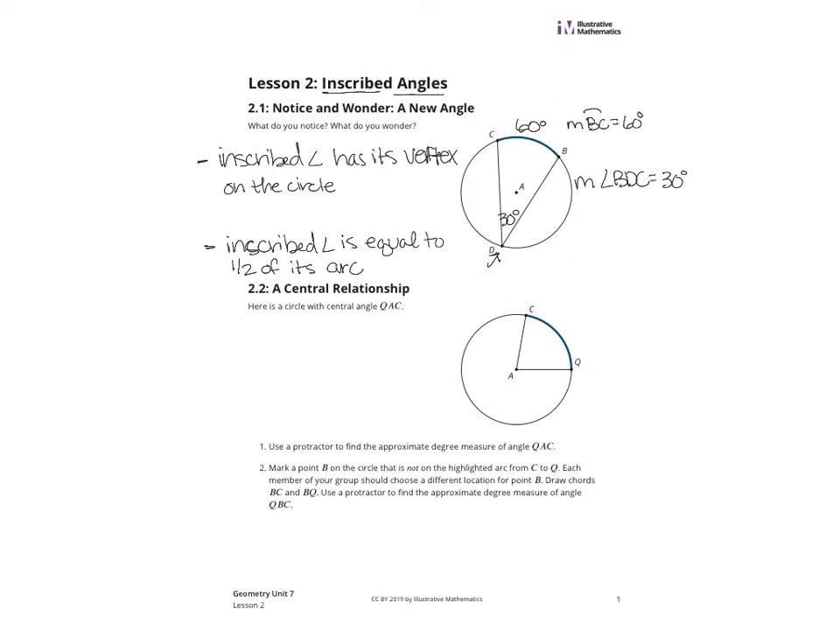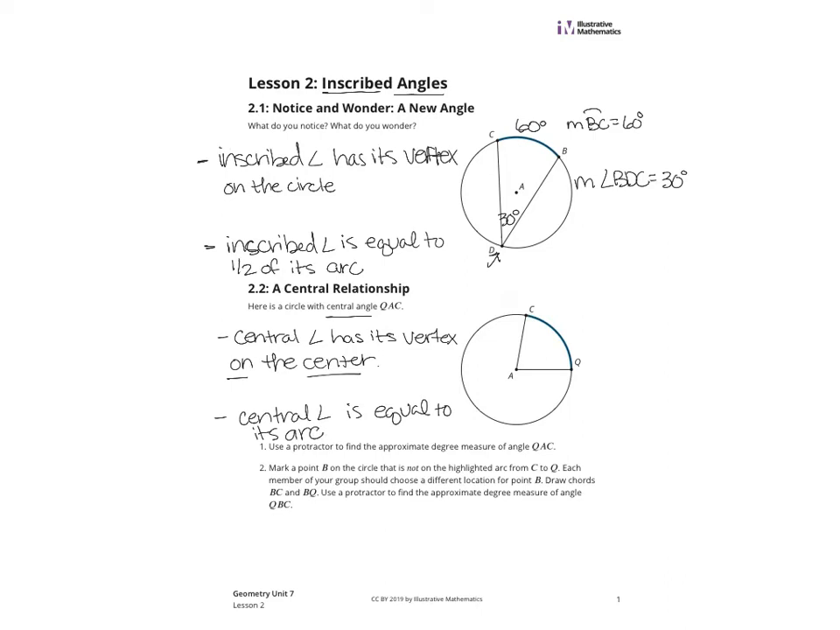So let's take a look at another example from yesterday of a central angle. So this picture is a central angle. This angle has its vertex on the center. So as a reminder, a central angle has its vertex on the center. And we learned in our last lesson that it's equal to its arc. So a central angle is equal to its arc.